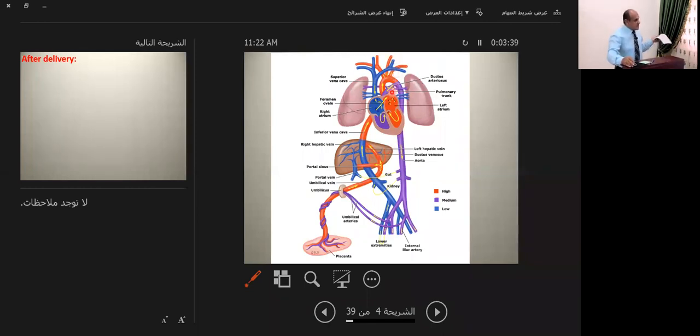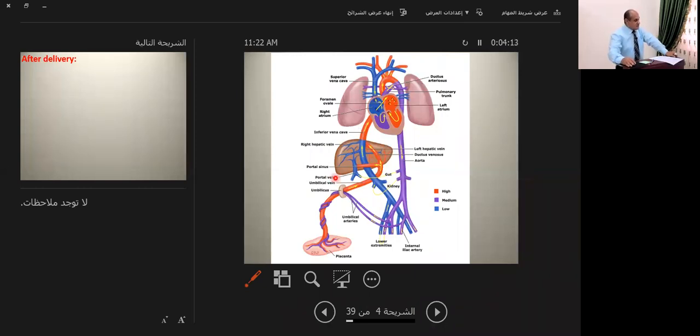Only 5% of it will go to the lung. We have right to left shunt. So by this mechanism, the upper part of the fetal body, including coronary arteries, cerebral arteries, and the upper extremities, is supplied entirely by the left ventricle, while the lower part of the fetal body is supplied mainly by the right ventricle, without any communication between the two circulations. Each one runs in a parallel circuit.